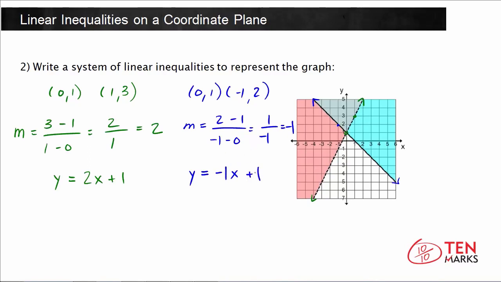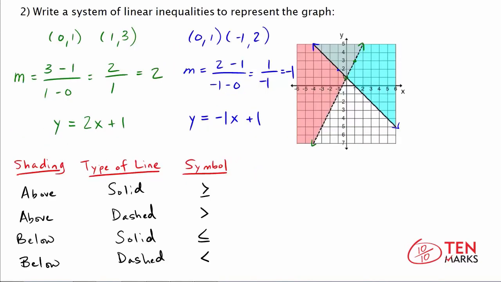Now we need to determine which inequality symbol to use. And to do that, I'm going to make a little space and then write out a table for you. So in this table, we're thinking about a couple different things. One is, where is the shading? Is the shading above or below the boundary line? Next, is the boundary line solid or dashed? And lastly, how does that translate into the appropriate symbol? So let's take a look.